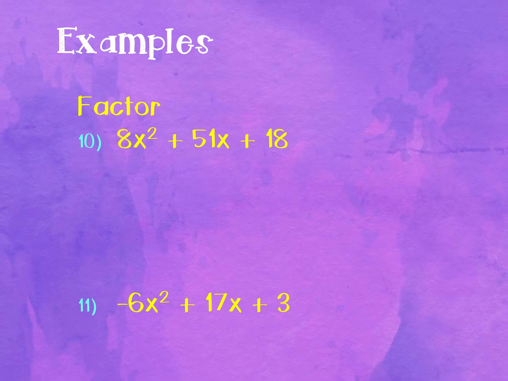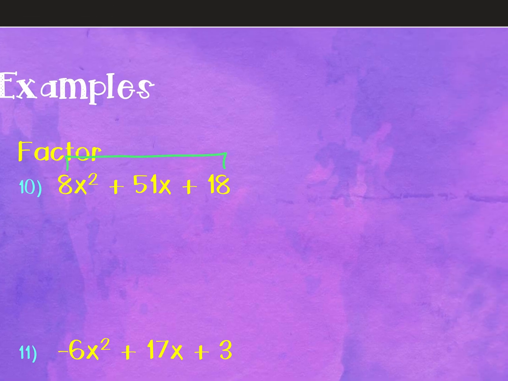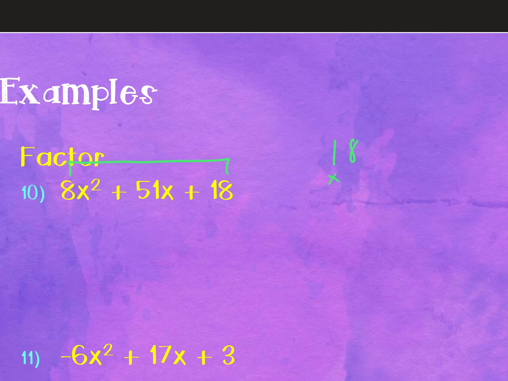Ooh, our numbers are getting bigger. How annoying, right? But that's okay. A times C. 18 times 8. Off the top of my head, I don't know 18 times 8, so I'm going to come over here and say 18 times 8. What's 8 times 8? 64. Carry the 6. 8 plus 6 is what? 14. Okay. So 144. I need factors of 144 that are going to multiply to give me 144, but add to give me 51.